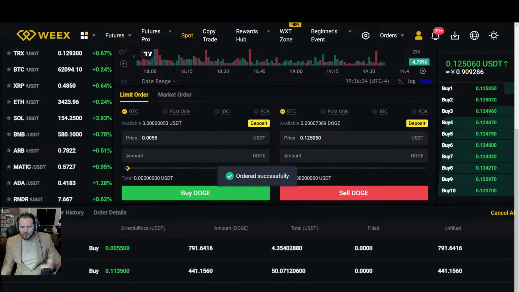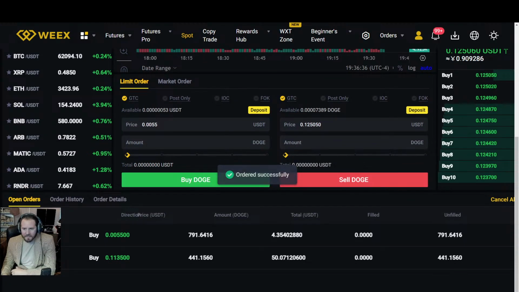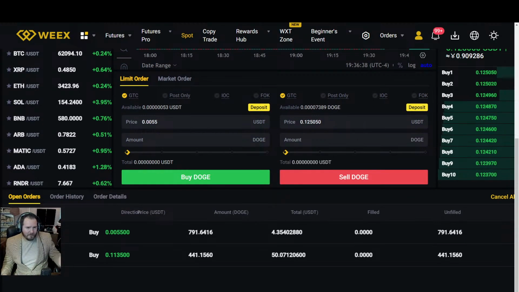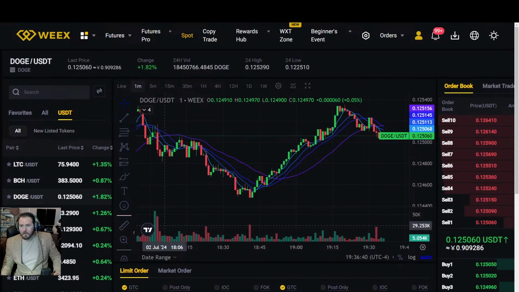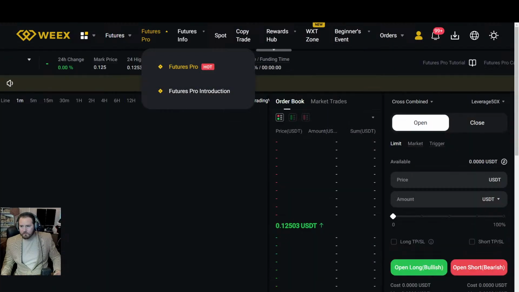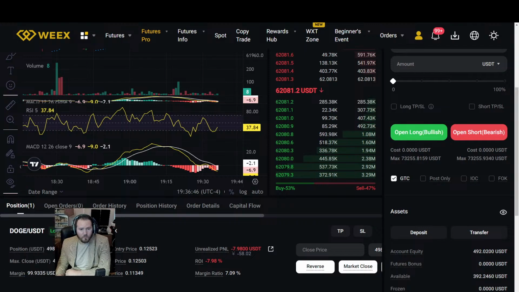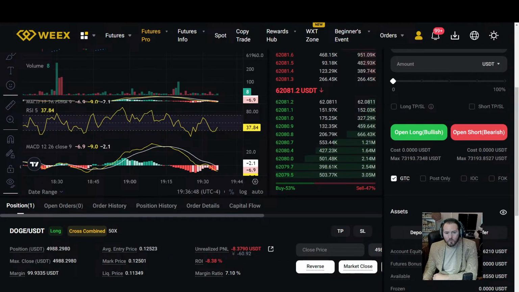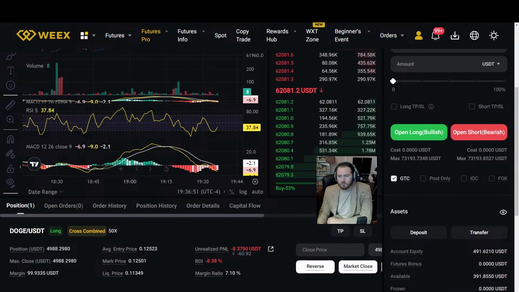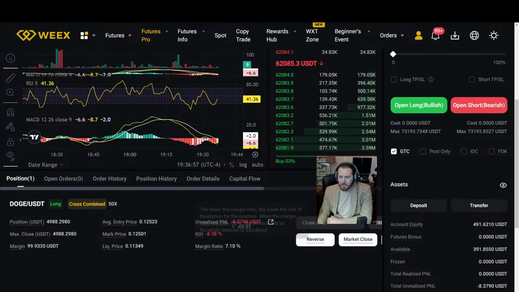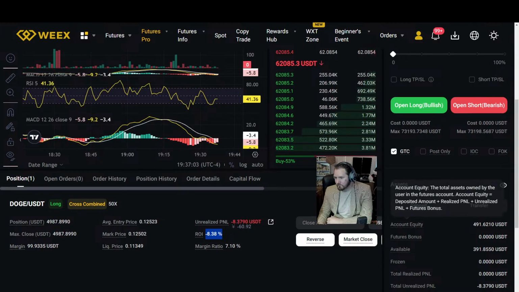Just worst case scenario. I don't like leaving money sitting, so I'll just put it in super low, crazy buy limit orders. Let's go back to the futures position, Futures Pro, and check how my Doge trade is going so far. I am negative about $8, so I see the price is down. I'm down 8% on my bag so far for this trade from the $500.